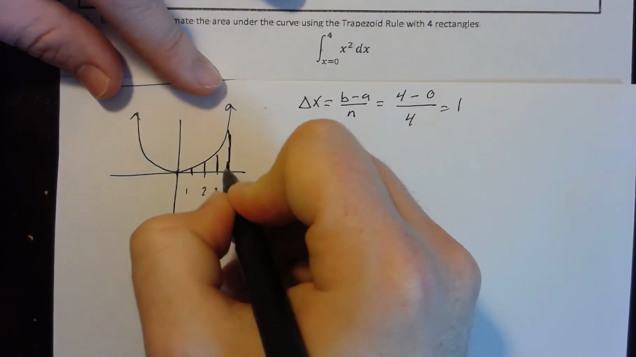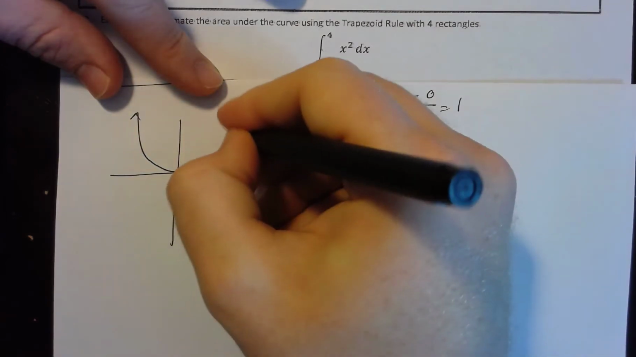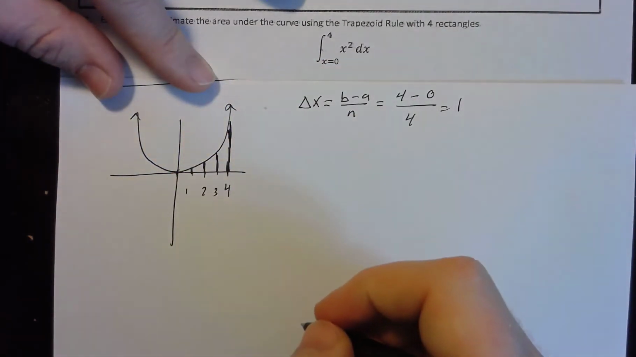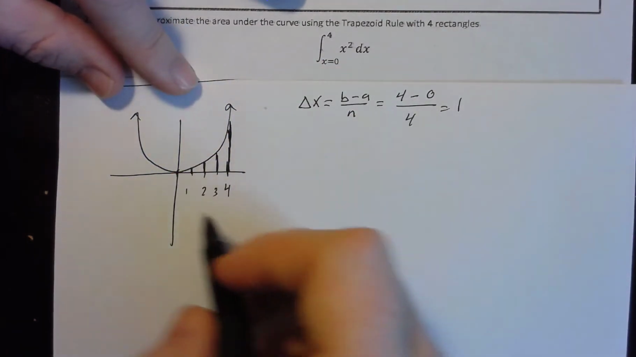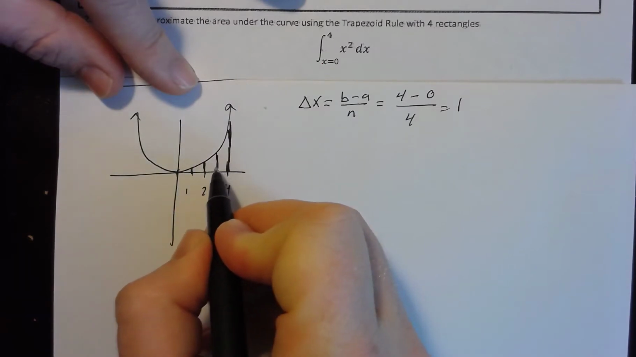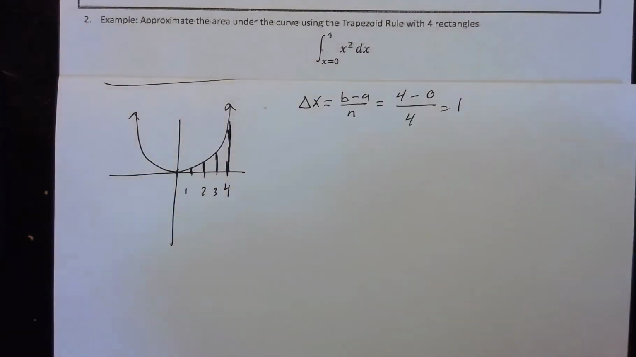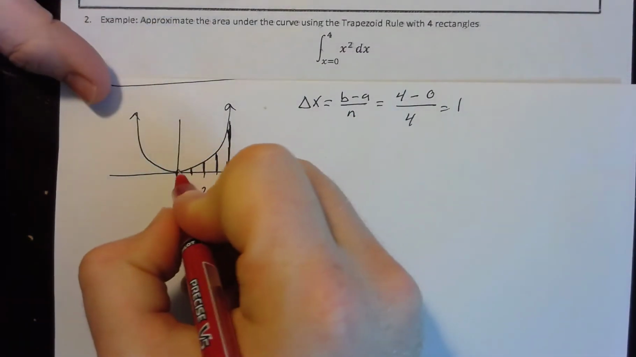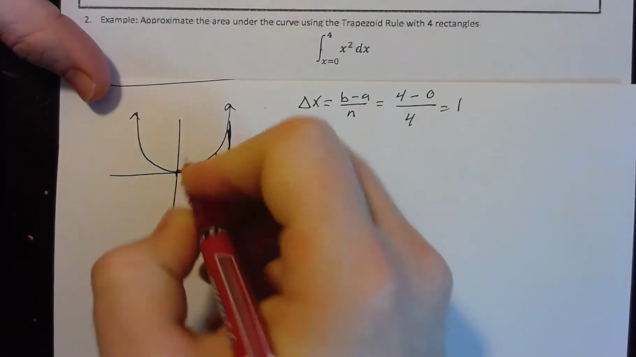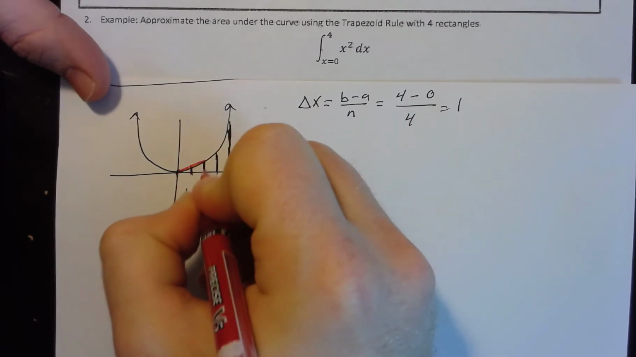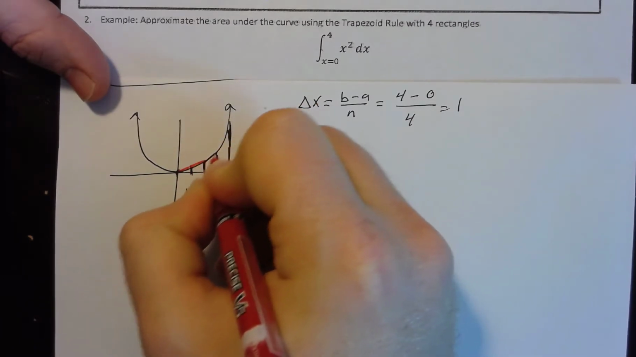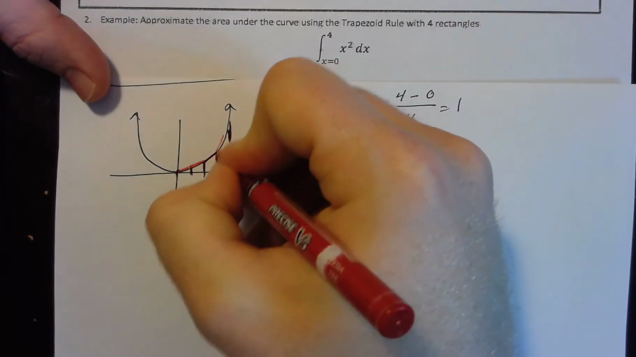My goal at this point is to take all 4 of these sections and turn them into clear trapezoids. Now I'm going to do that with a red pen, so hopefully it'll be better for you to see. There's one trapezoid from there. There's a second trapezoid. There's a third trapezoid. And then there's the fourth one.